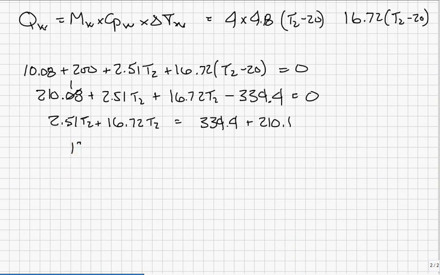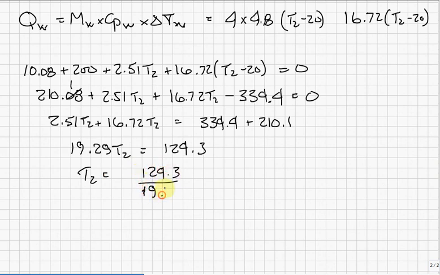We get 19.29 T2 equals 124.3, or T2 equals 124.3 divided by 19.29 equals 6.5 degrees C. Now, if I do this calculation and I get an answer of 6.5 degrees C, that means that my water has dropped, my Q has been out of the water, my Q has been into the ice, and this is the final temperature at stability.